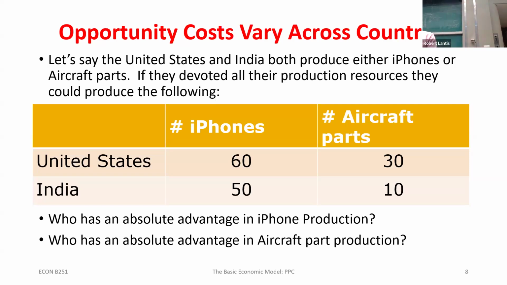Whoever has the lowest cost is who we said has a comparative advantage. If you draw these PPCs, we can clearly see at both of these extremes, you can think of the X and Y axis as always telling you about the absolute advantage. The slope is going to tell you the comparative advantage. Whoever has a steeper slope has a higher cost, so they don't have the comparative advantage. Whoever has the flatter slope is going to have the lower cost. So here we would say that the US has a comparative advantage in aircraft part production.